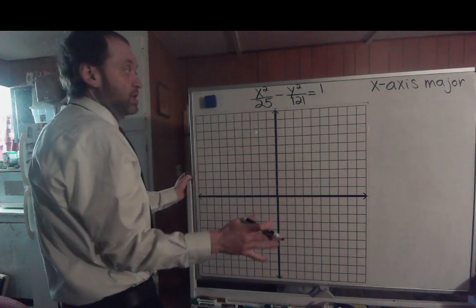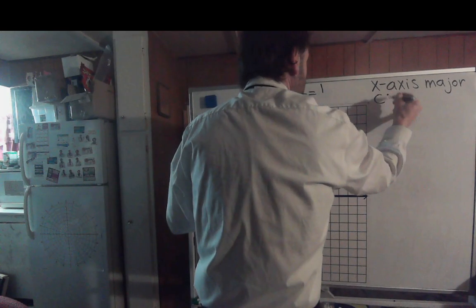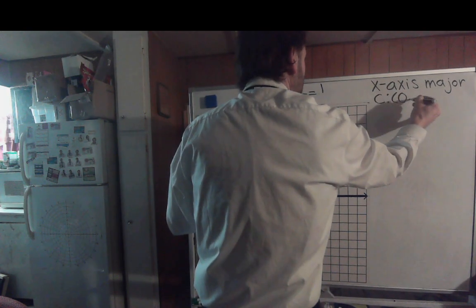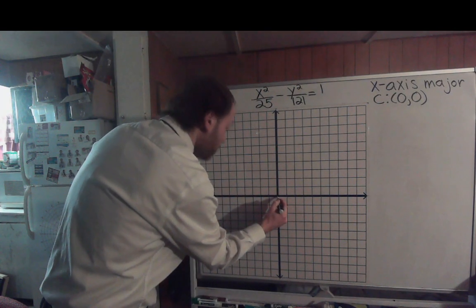Now, let's establish the center of this hyperbola. Well, it's just going to be 0, 0 for today. The center is 0, 0. So let's go ahead and plot that center at 0, 0.